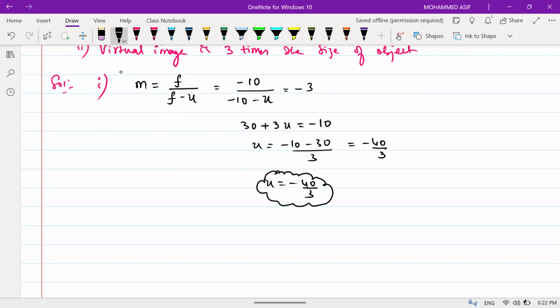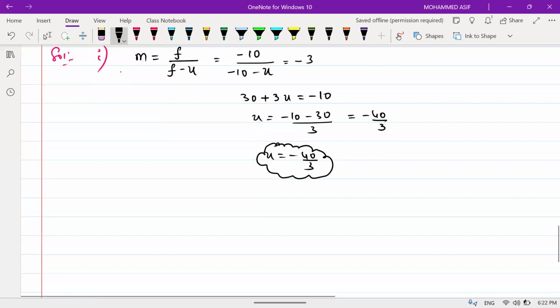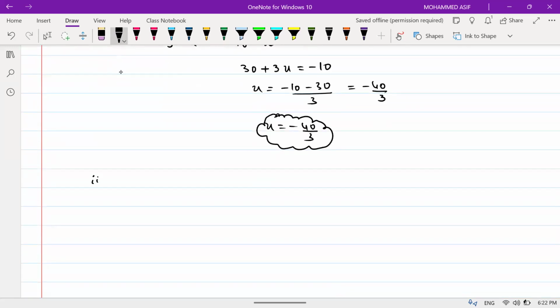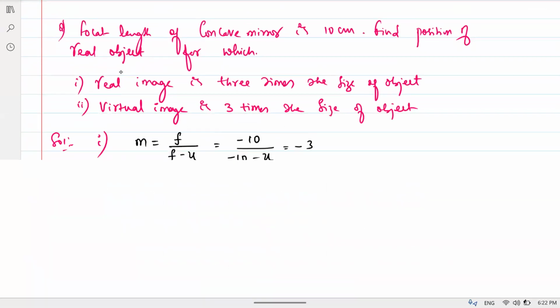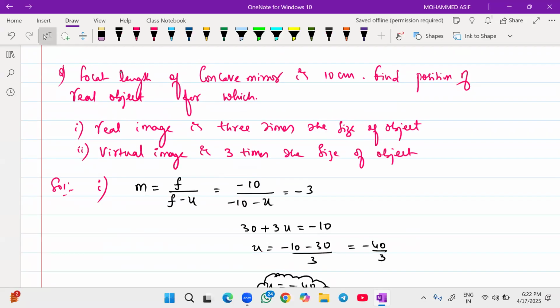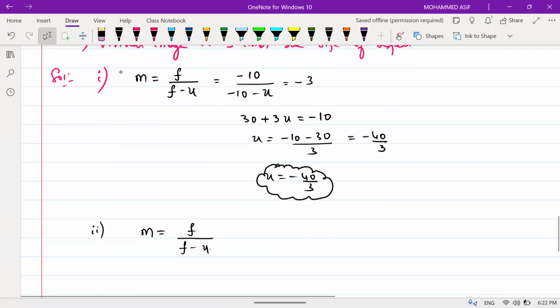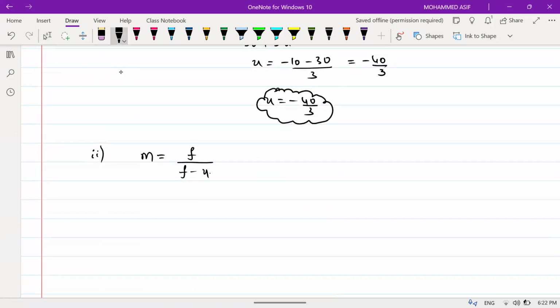Okay. Second one. Again, same formula: magnification is f divided by f minus u. Now magnification for virtual image. When it is a virtual image, that means magnification will be positive. For real image, the magnification will be negative. Clear? That is the reason I'm taking here the m value.